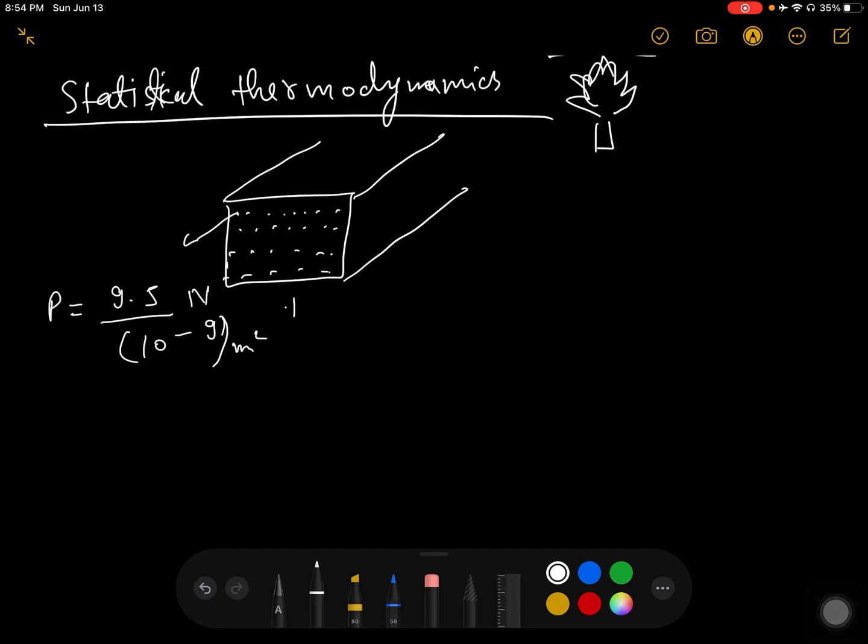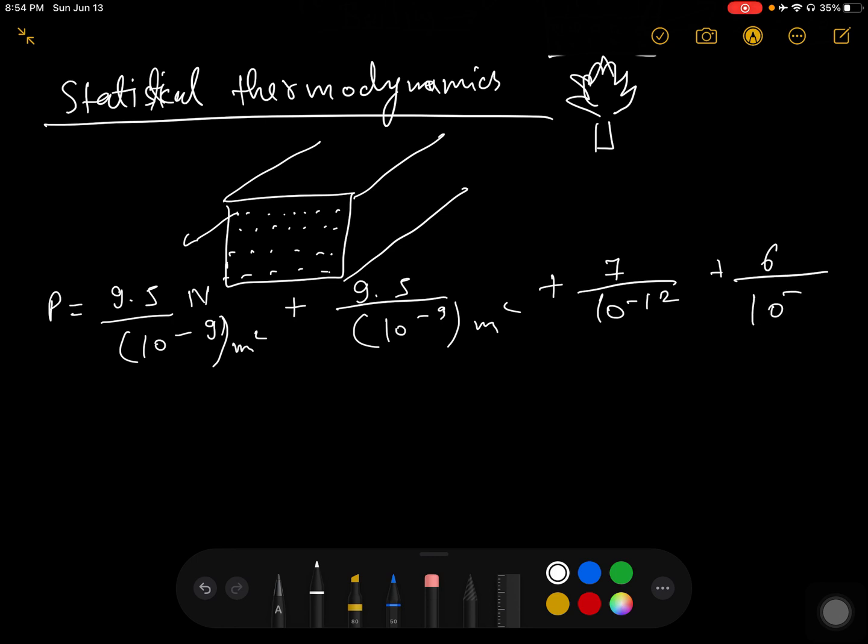Now, what is the force applied at this molecule? Similarly, it could be 9.5 divided by this. Similarly, things will be different. It could be 7 by 10 to the power minus 12, could be 6 by 10 to the power minus 15, and remaining. It will go on till we complete all the molecules. Now you cannot address a physical problem in your day-to-day activity with a microscopic approach because it becomes so tedious. But if you actually see, this is a more accurate way. If you sum this up, you will approach 10 Newton per meter square.